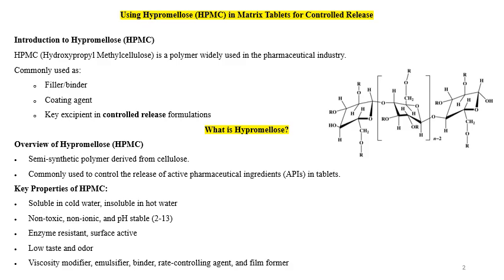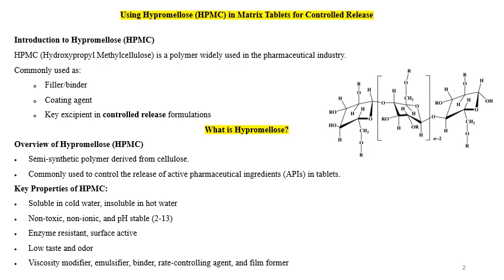HPMC is a semi-synthetic polymer derived from cellulose, and it is commonly used to control the release of drug substance in formulations. Mainly in tablet formulations, it is used as a controlled release polymer by forming the matrix with the API and other excipients.